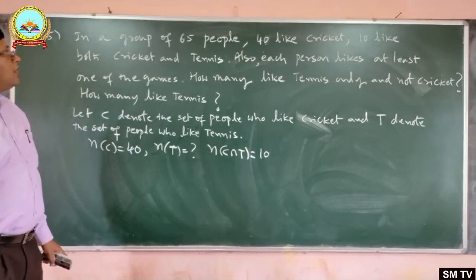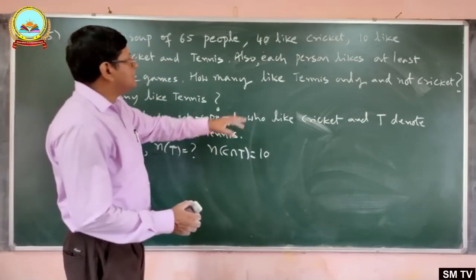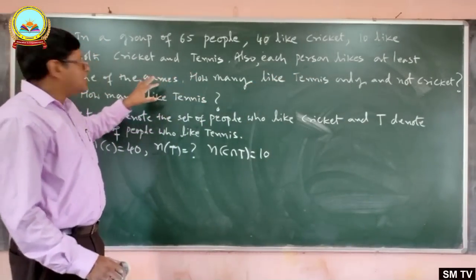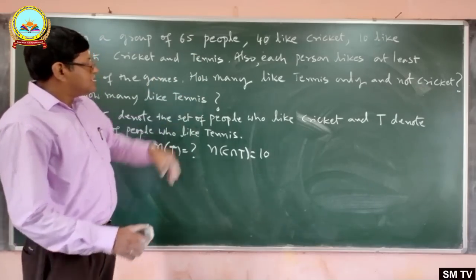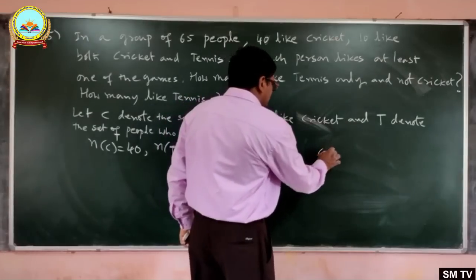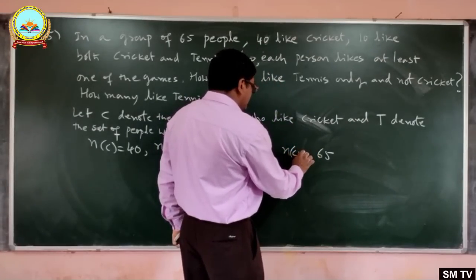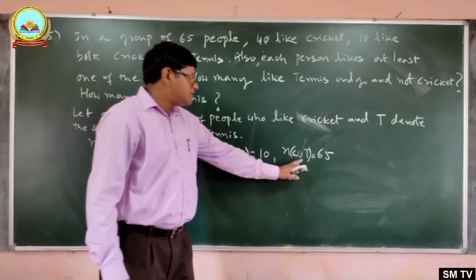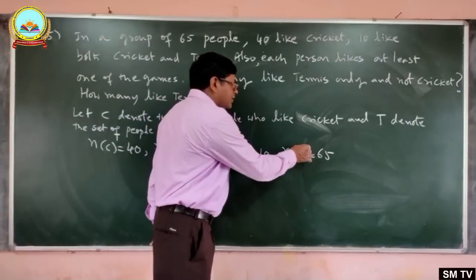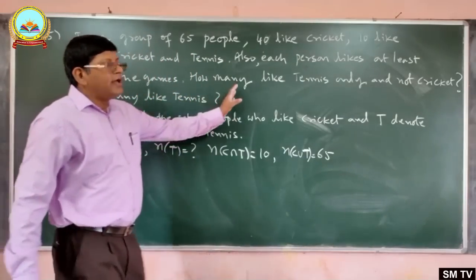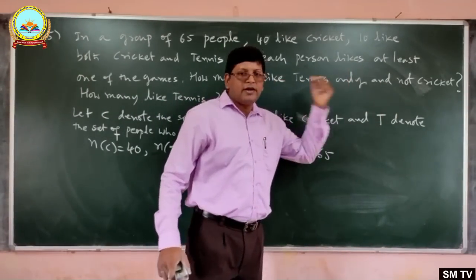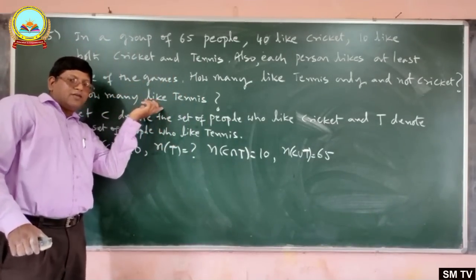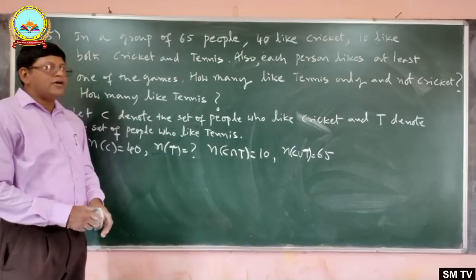There are 65 people. It is given that each person likes at least one of the games. Therefore, 65 must be N of C union T. The first question, how many like tennis but not cricket? Second question, how many like tennis? First, we shall find the answer to the second question. We shall find out N of T.